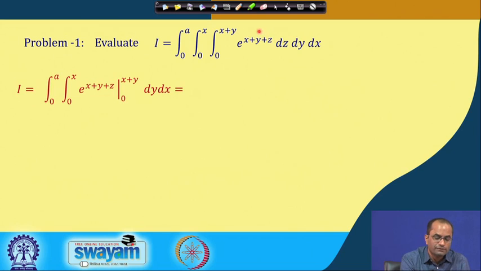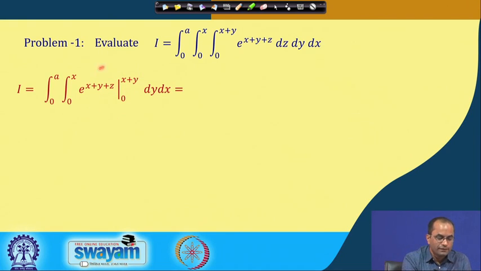So, with respect to z, when we integrate this function e power x plus y plus z, naturally this x plus y will be treated as constant, and we can integrate this. The integral of e power x plus y plus z will be again the exponential function e power x plus y plus z, and there is no factor or anything sitting with the z. So, the integral of this will be the same function, and we have to put now the limits. So, the lower limit is 0, the upper limit is x plus y.